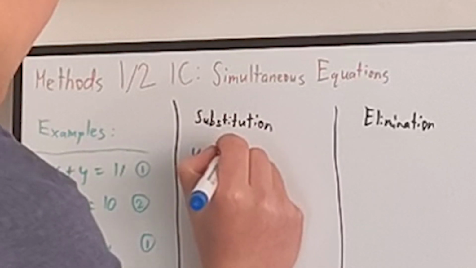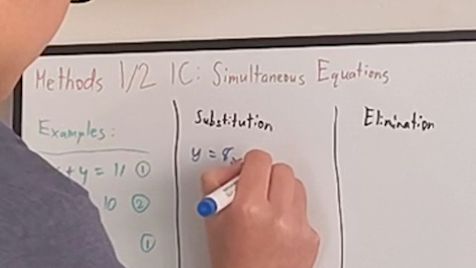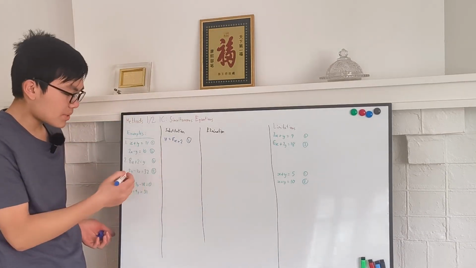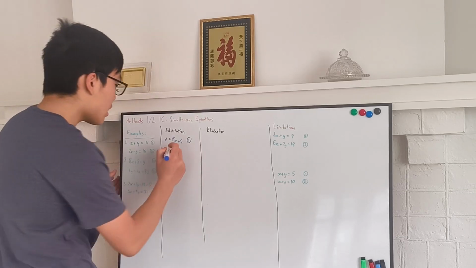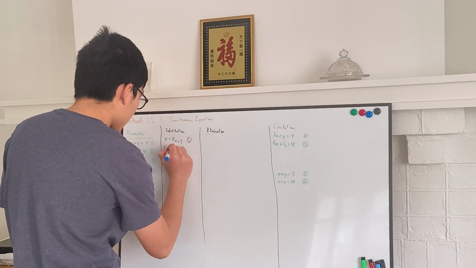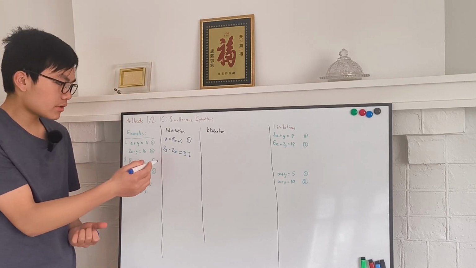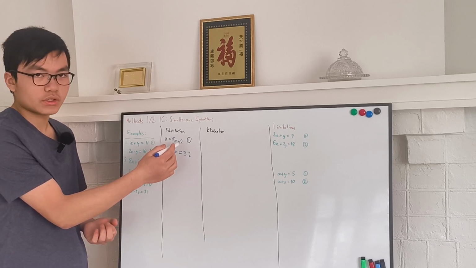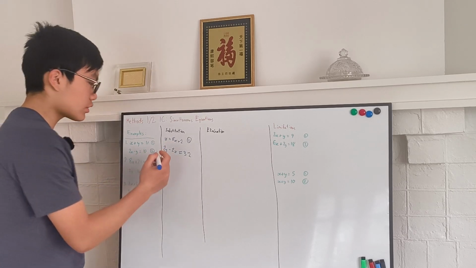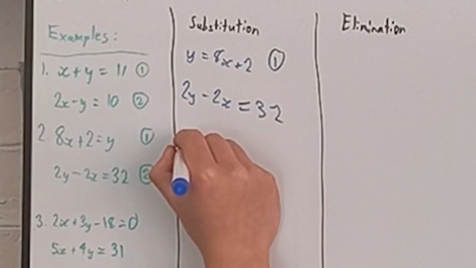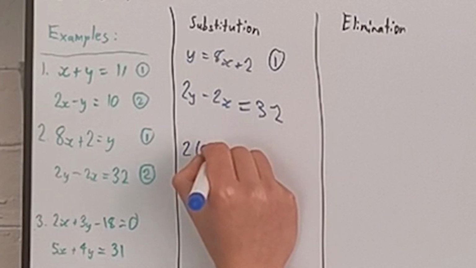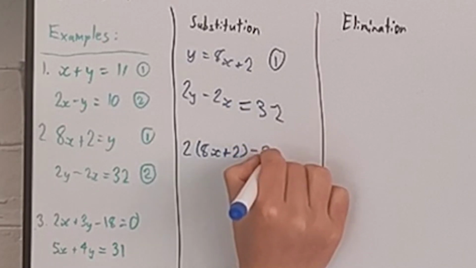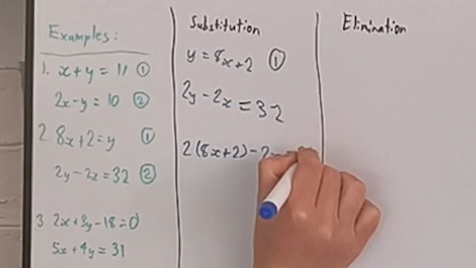Y equals 8x plus 2. So that's our first linear equation. We can just use this value to sub into the second linear equation. The second linear equation, we'll just write that down quickly. So there we go, that's our second linear equation. So what we do now is substitute this 8x plus 2 into the second linear equation. So that becomes 2 bracket 8x plus 2 minus 2x equals 32.